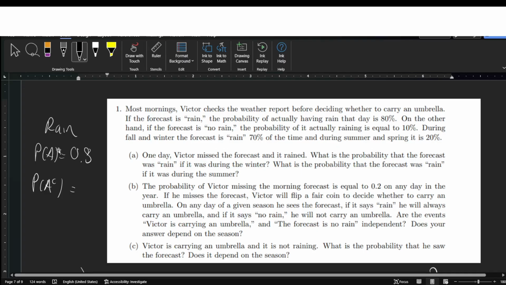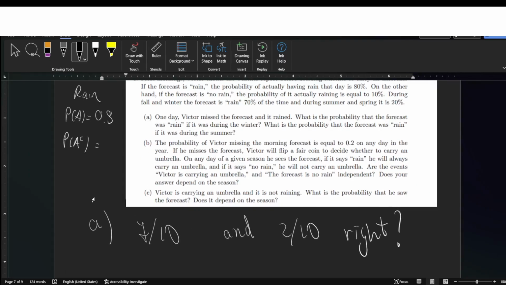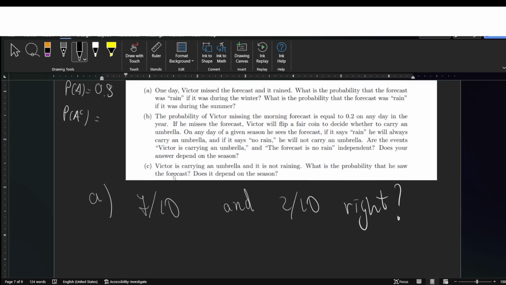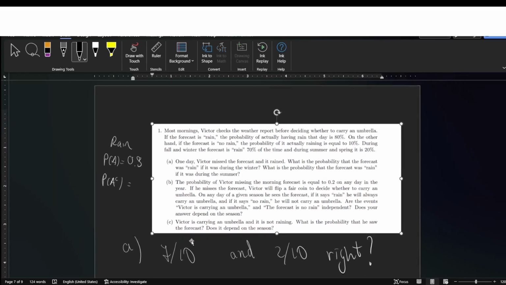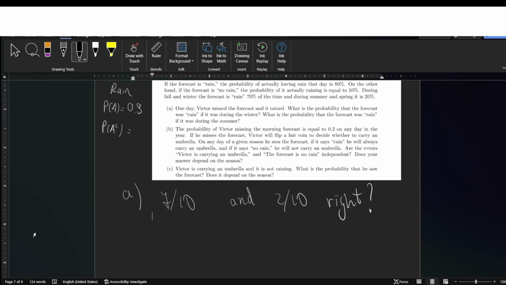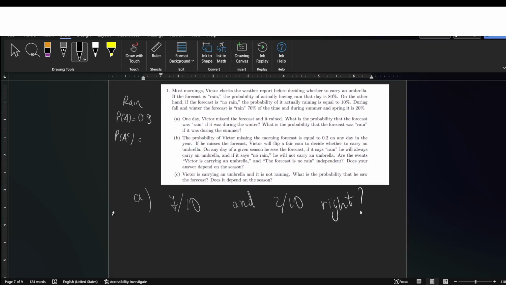Oh, you know what? I actually think this is a conditional probability, right?